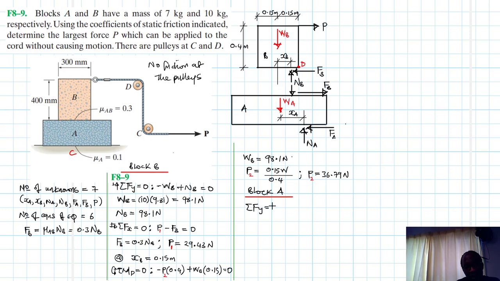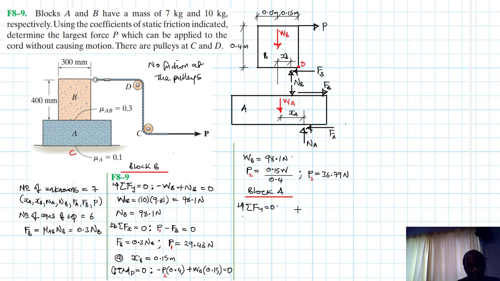Summation of forces in the Y equal to 0. Going up being our reference, we have minus WA plus NA equal to 0. WA is just going to be equal to 7 by 9.81. This gives us 68.67 newtons.